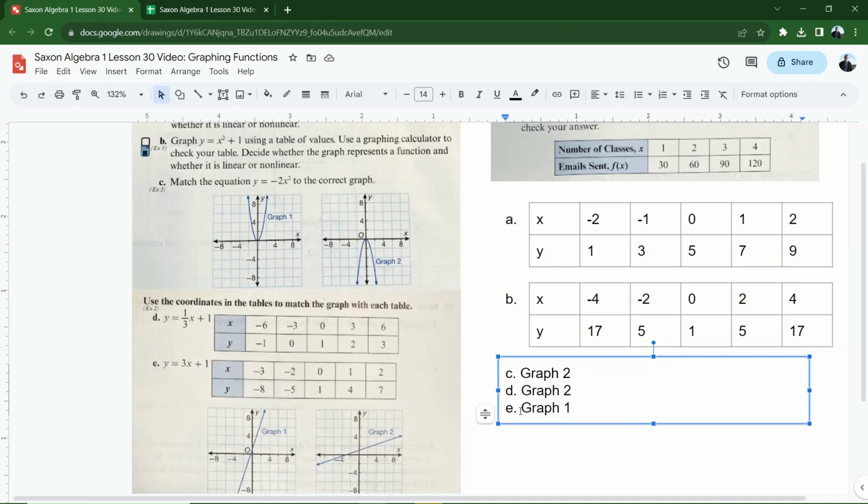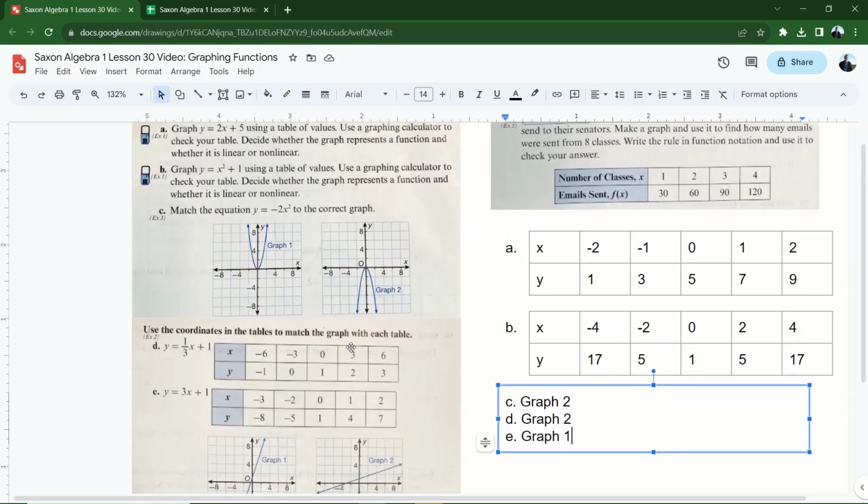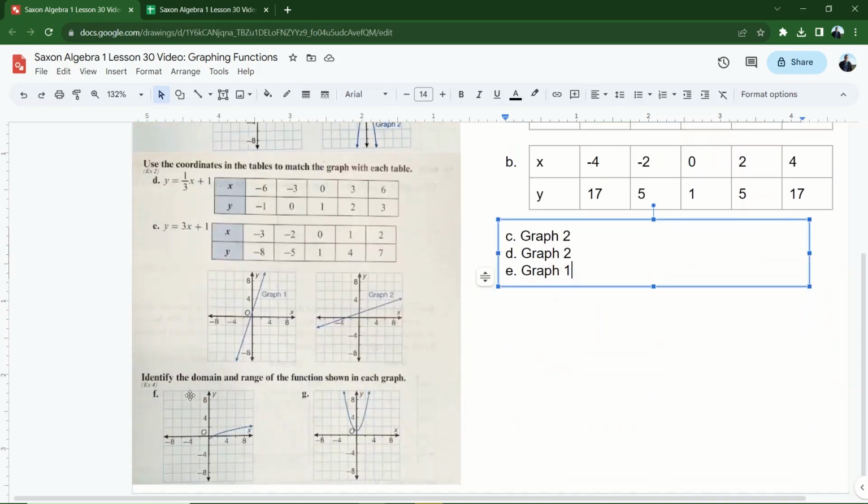Listen, you're used to seeing graph coordinates in parentheses as an XY set. But now we're looking at these tables as if this is a parenthesis set of coordinates, and each one of these XY pairs can be graphed as a point. All right, let's look at letter F and G.